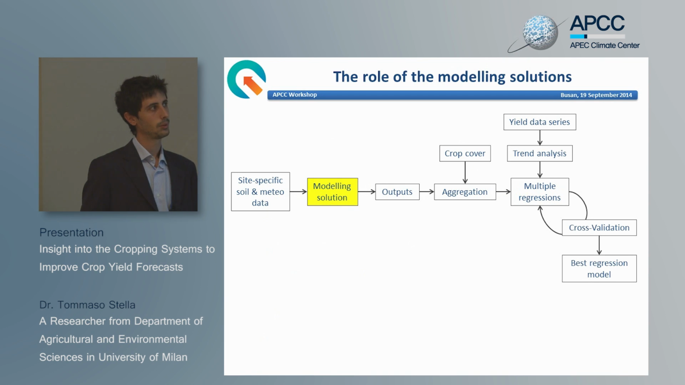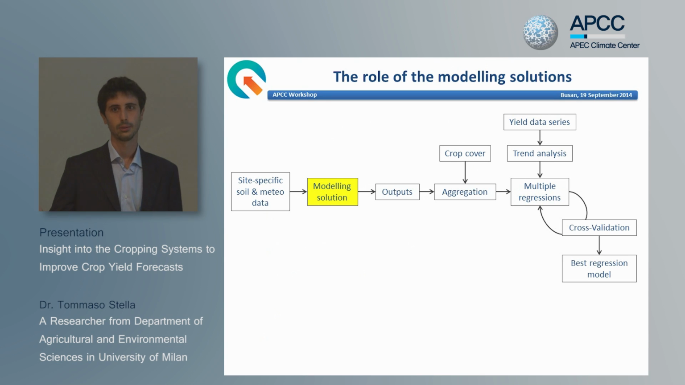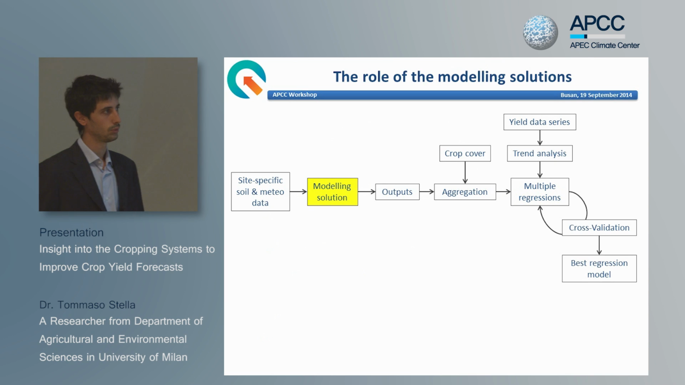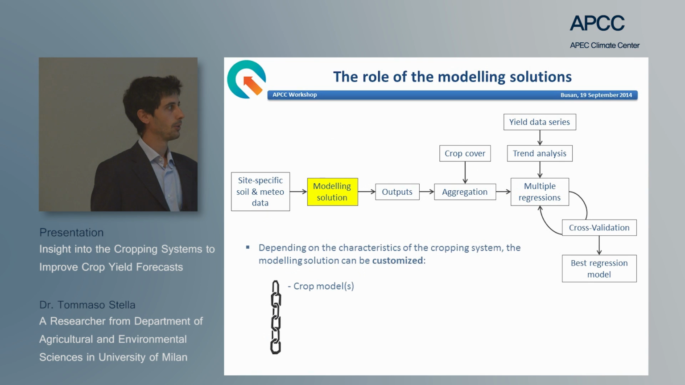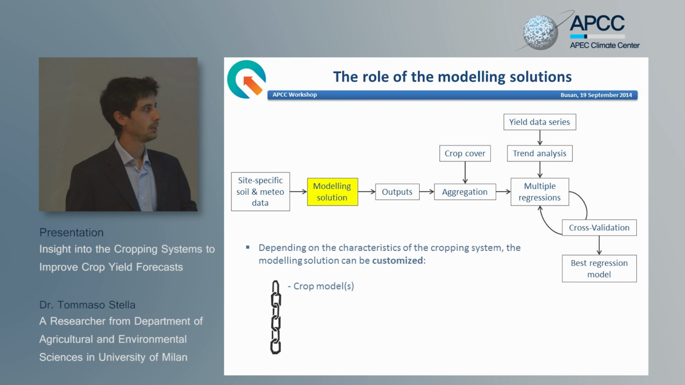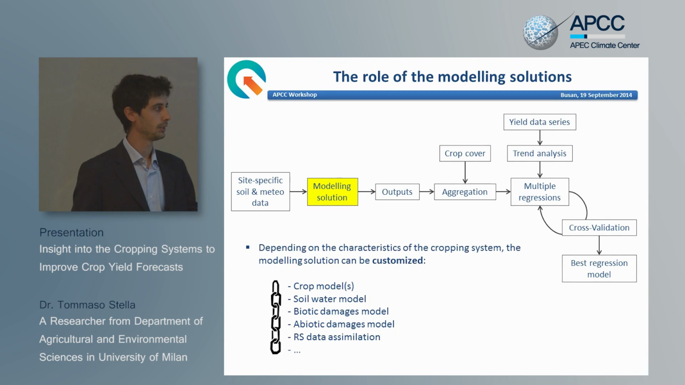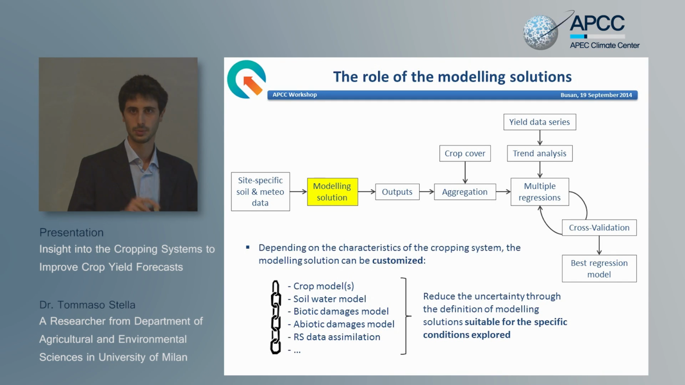That multiple regression can be used at different times during the crop cycle to predict the final yields. And depending on the characteristics of the cropping system, these modeling solutions can be customized with the combination of one or more crop models, a soil water model if needed, biotic and abiotic damages, and so on. And all of this is done in order to reduce the uncertainty in the simulation through the definition of modeling solutions suitable for the specific condition explored.